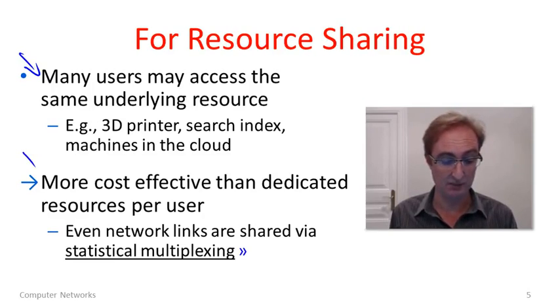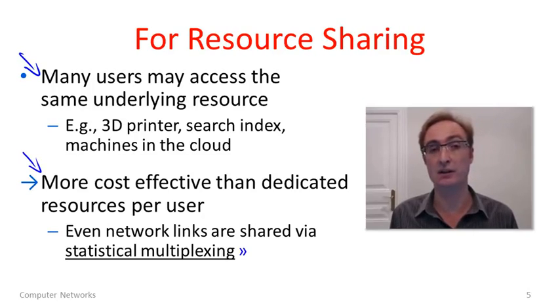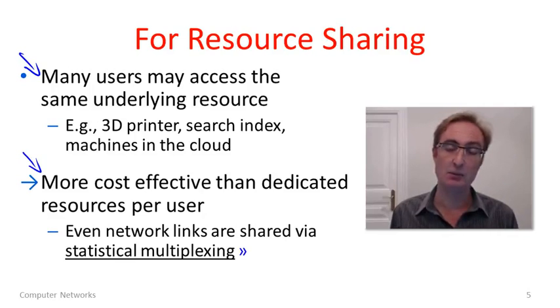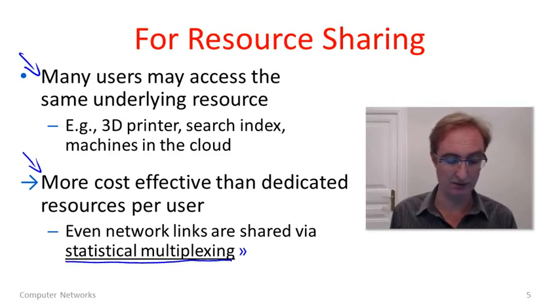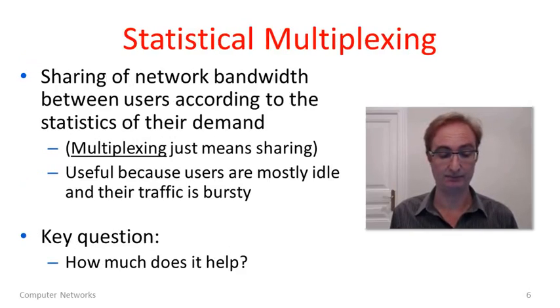The idea here is that by performing this resource sharing, we are providing a more cost-effective way to access resources than providing dedicated resources per user. Just think of that printer per user versus one printer per work group. In fact, even the network itself, which is providing a resource called bandwidth, even the bandwidth of the links in the network have been shared by different users over time. And this sharing process is called statistical multiplexing, is the name for it. And I'll go over that next.